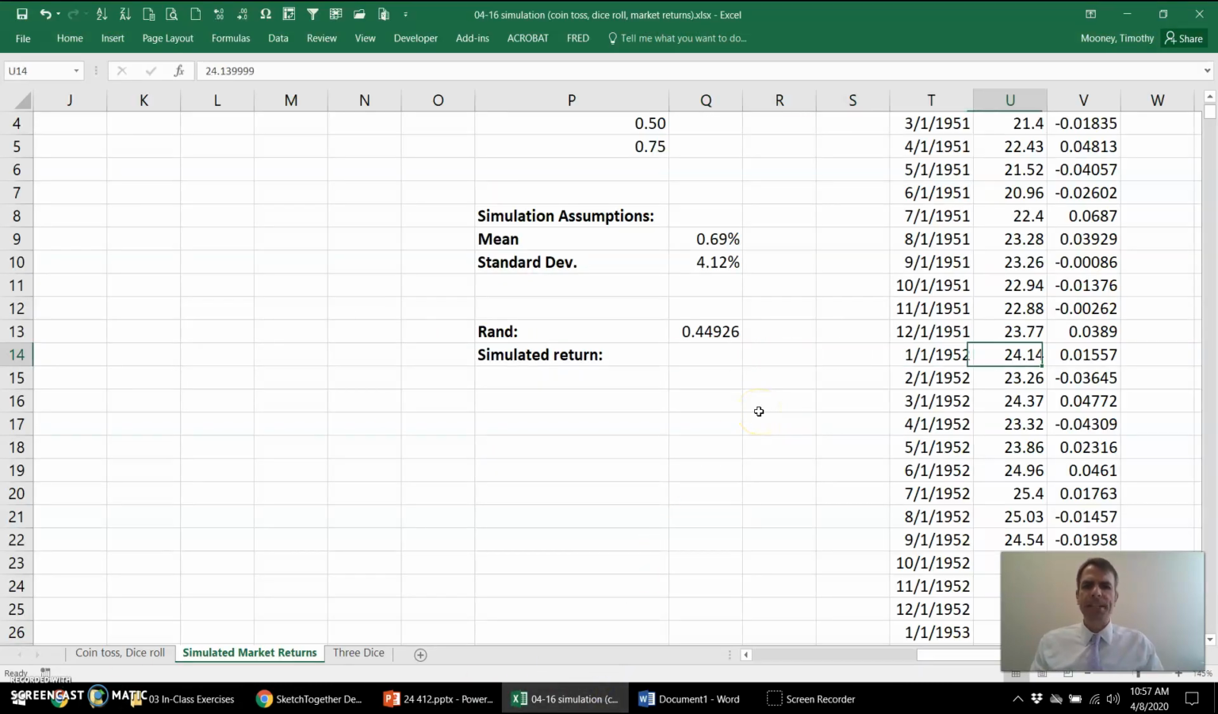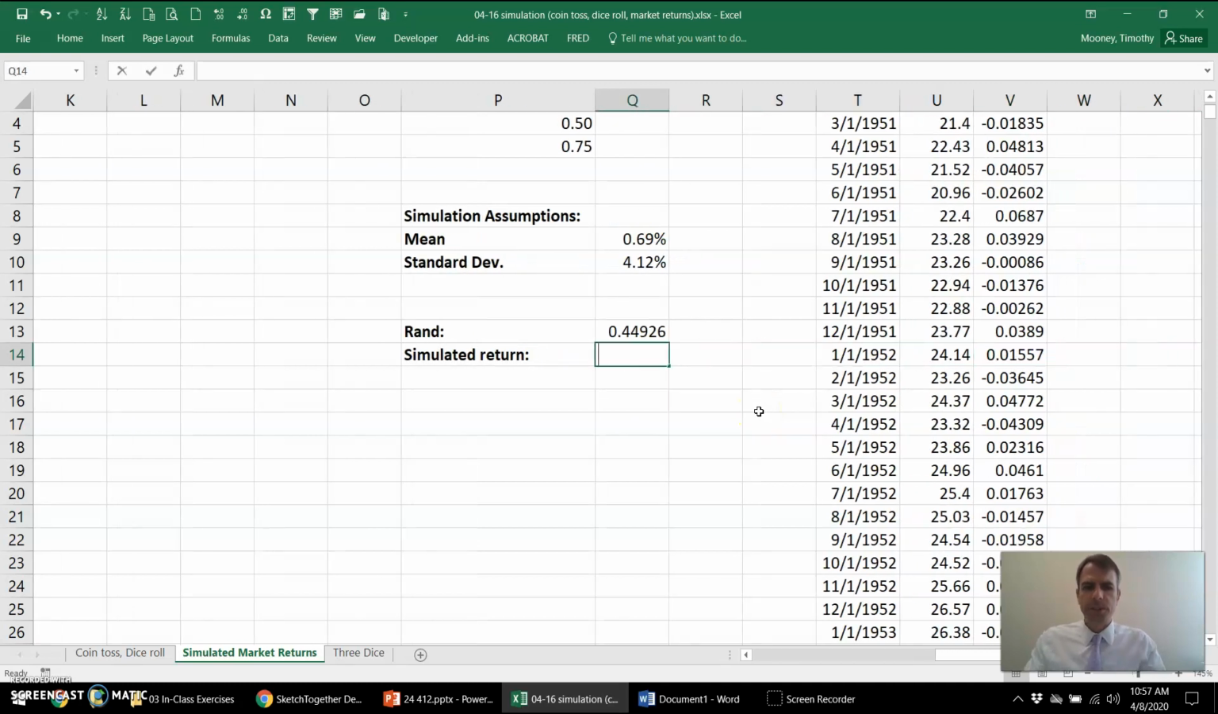So let's put that into practice. Equals the NORM.INV function is what we'll do. The first argument is the RAND function, this randomly generated number. The second argument is the mean. And then the third argument is the standard deviation. What comes out is a simulated return of 2.77%. That's based on the mean and standard deviation, and also this random number.